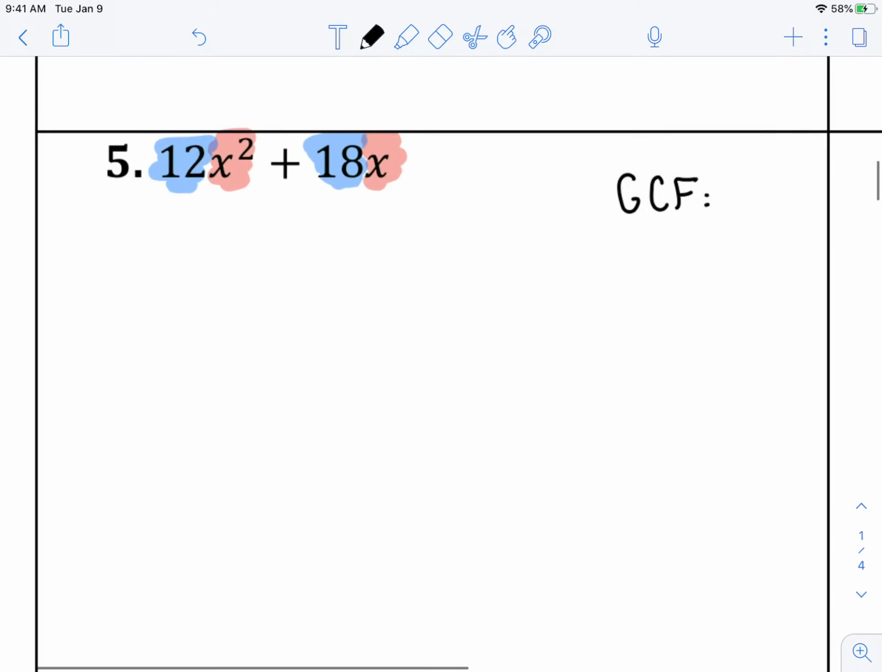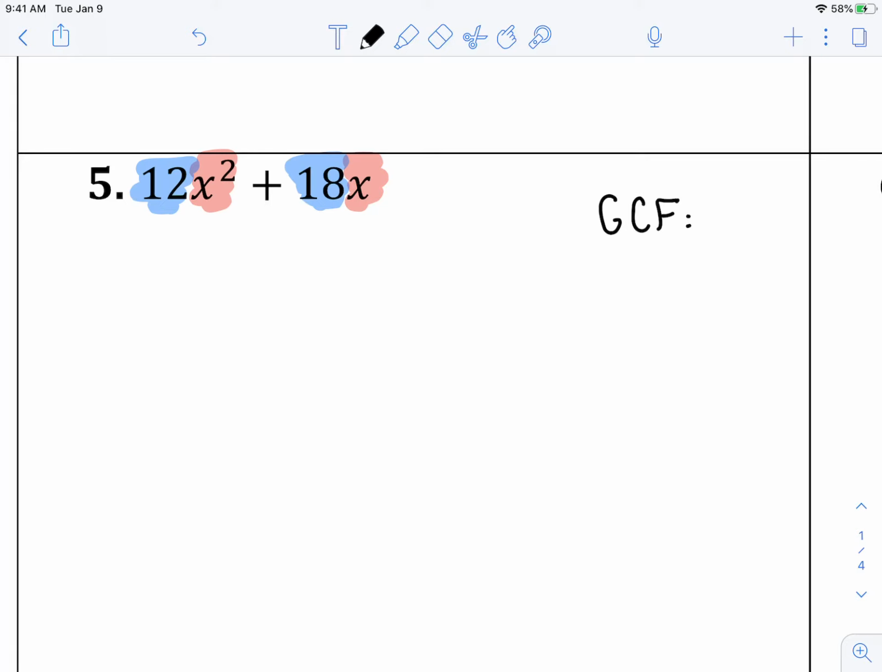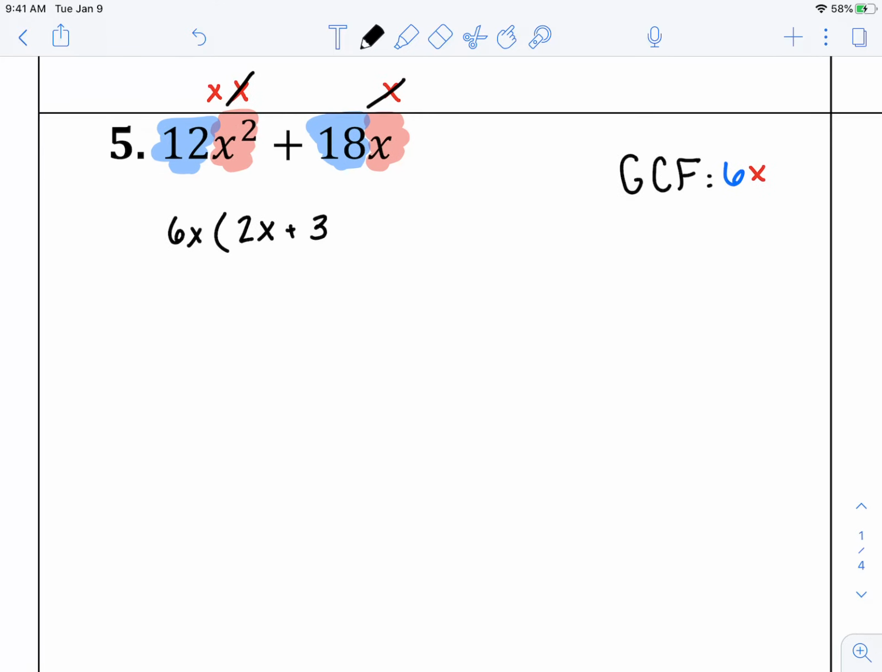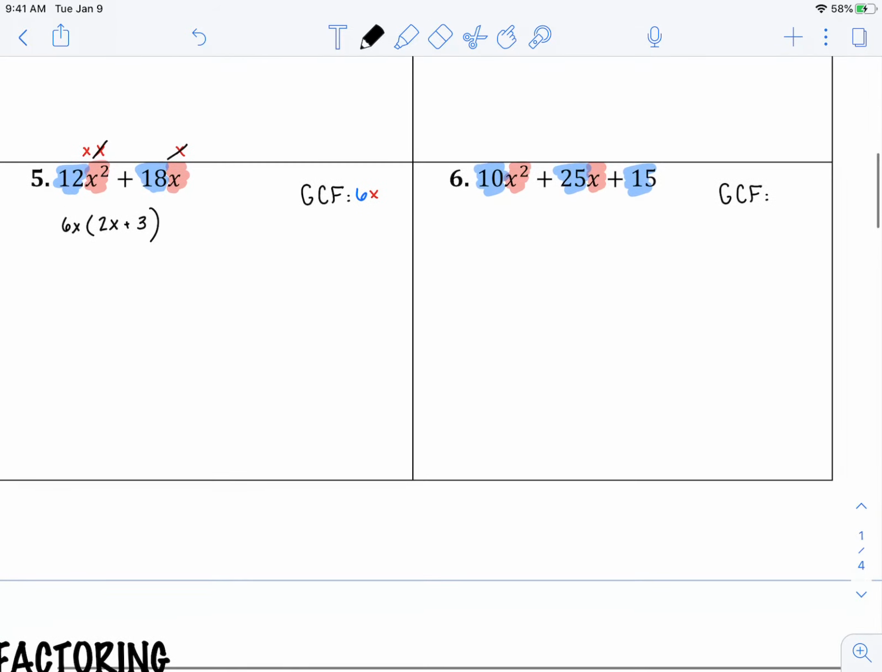Okay, number 5, so 12 and 18. Not just the common factor, the greatest common factor. So the greatest common factor of that is going to be 6. And then the number of x's that they share, this one has 2, that one has 1, so they just share 1. So my GCF is 6x. So I do 12 divided by 6, that's 2. I take one of the x's out, I'm left with 1. And then 18 divided by 6 is 3, and I pull one of those x's out, so that's what I'm left with. Again, if you're not confident in your answers, just check them using the distributive property.